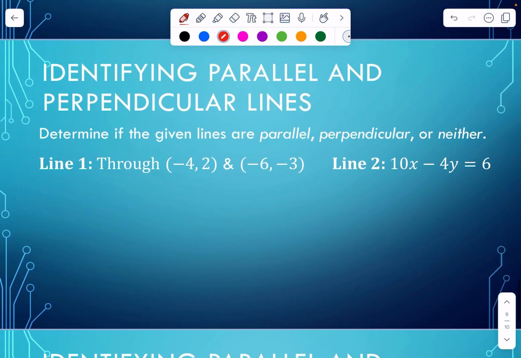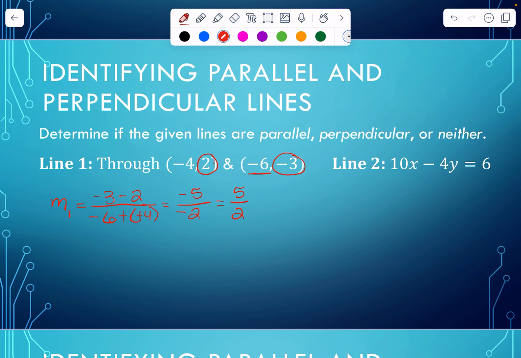So here, I have a set of ordered pairs, so I'm going to find line 1 here. This time I'm going to start with the -3. So -3 minus 2, since I started with the -3, I'll start with the -6 minus -4. So -3 minus 2, that's a -5. And then -6 minus -4, that's going to get me a -2. Negative divided by a negative is a positive. So the slope of line 1 is 5/2.